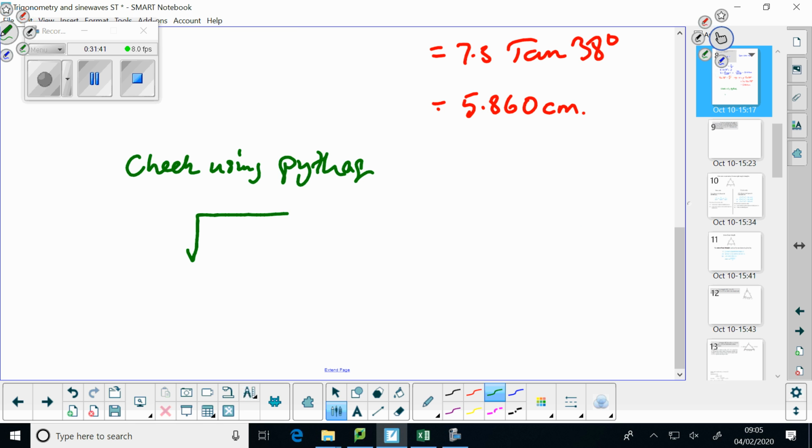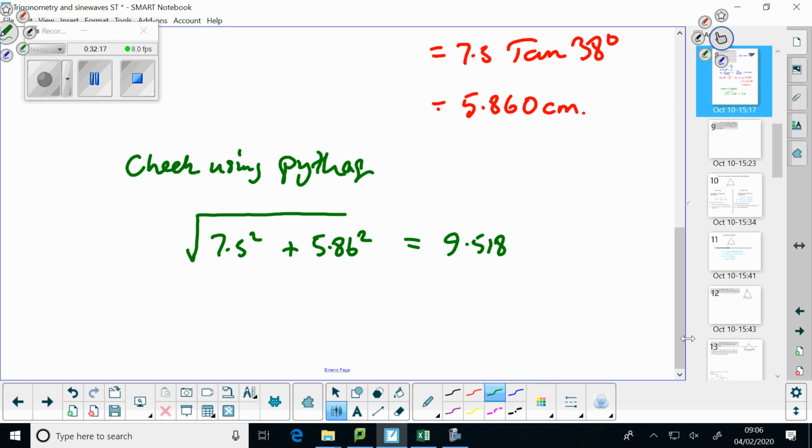We got the square root of 7.5 squared, which is one side that was given in the first place, and the other side is 5.86 squared. What does that equal? Not if you square root it, I didn't. 9.518, which is the answer we got for the hypotenuse the other way.